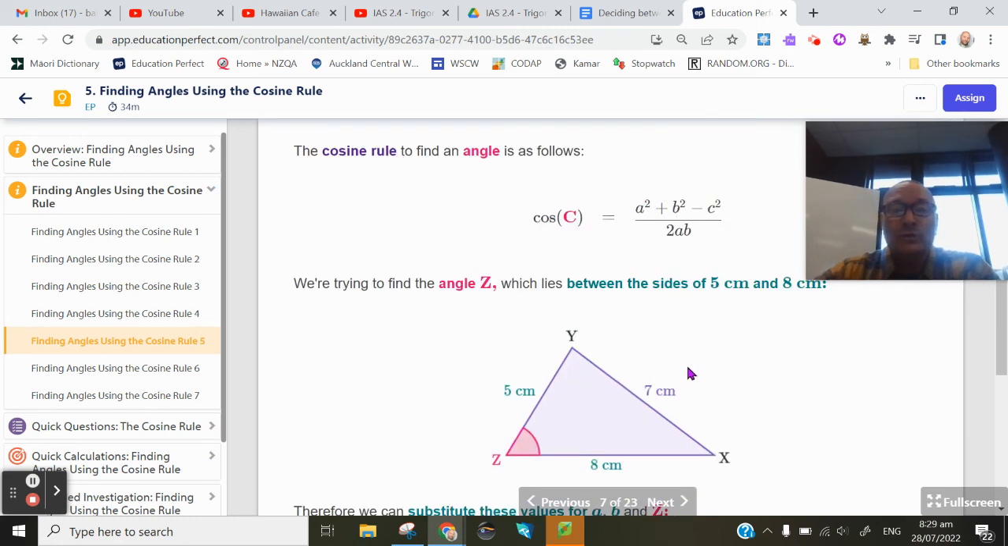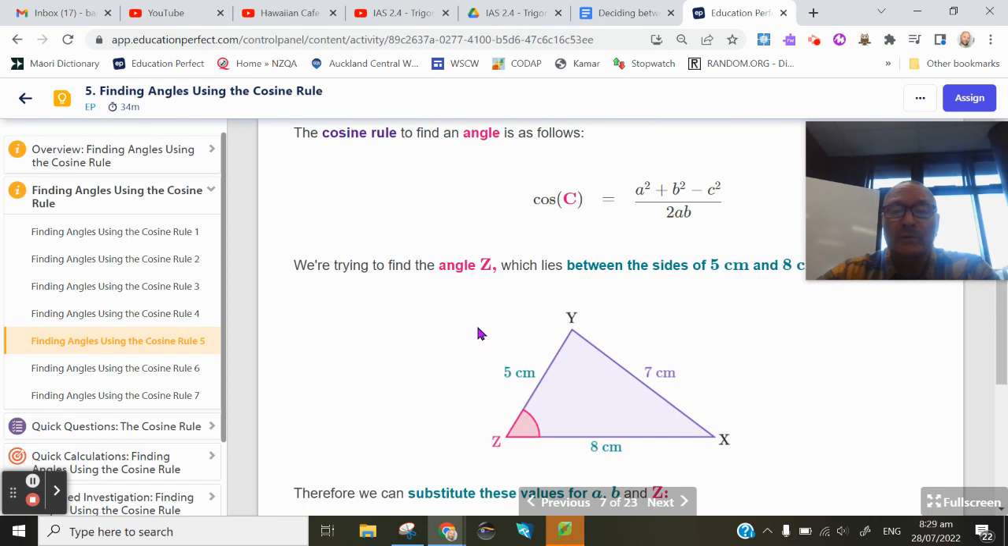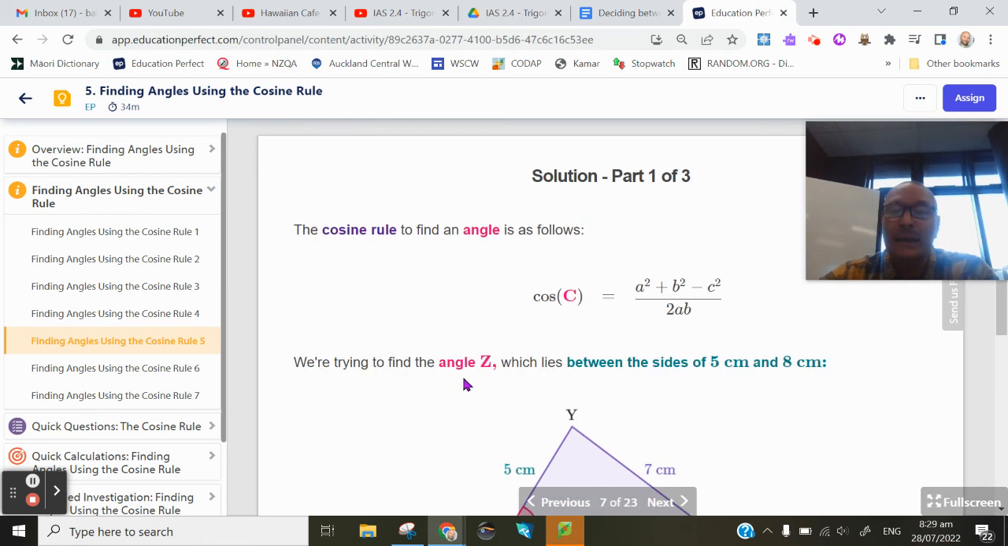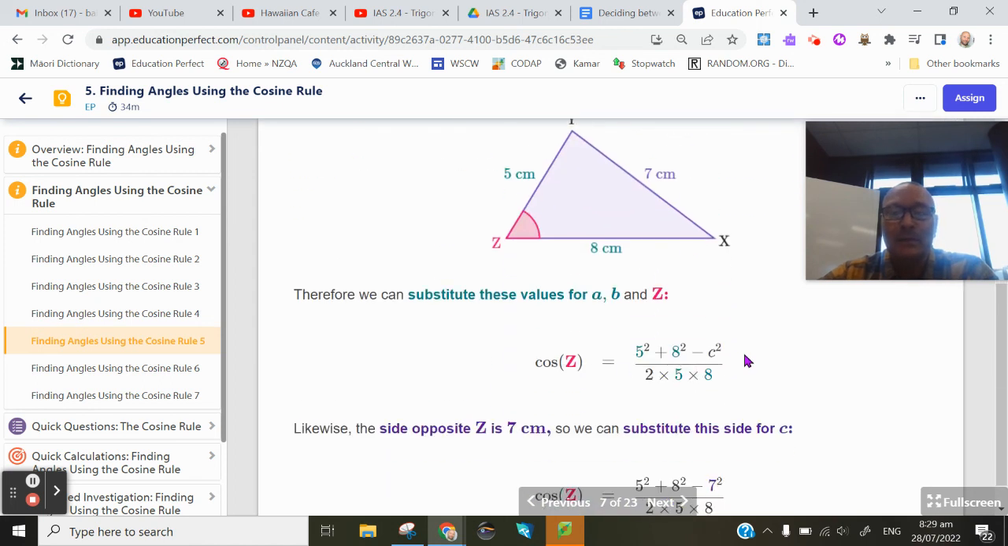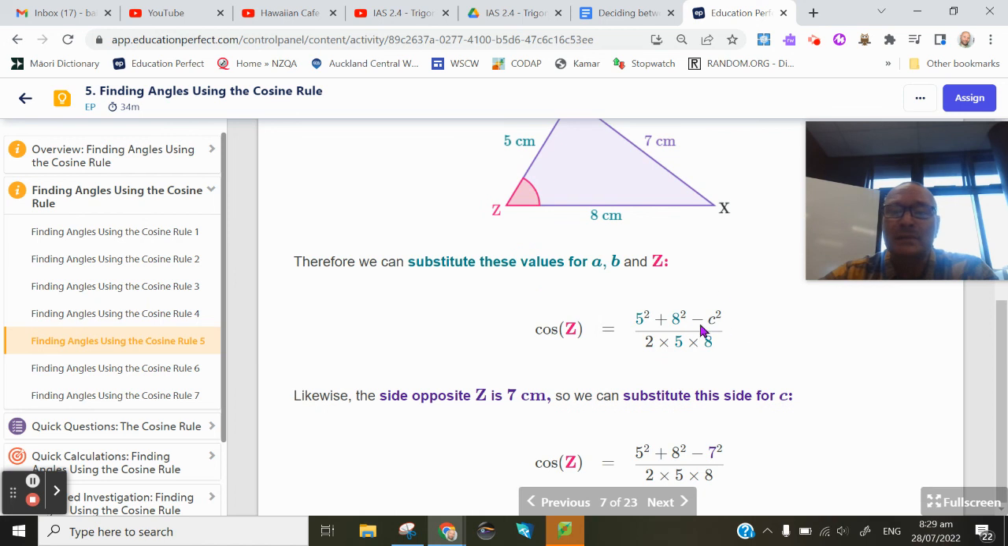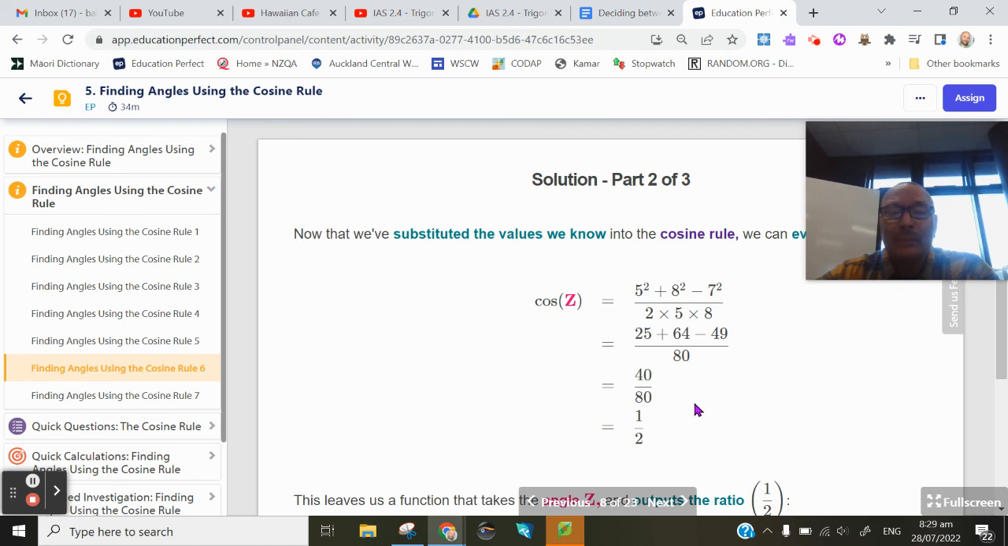Substituting the lengths into our cosine rule, we know the 5 and the 8 are the A and the B, and the 7 is the C, and then 2 times A times B. So we're trying to find angle Z, which lies between the 5 and the 8. Substituting those in, again, remember the C squared is the one opposite the one we're looking for. So the minus C squared is the minus 7 squared. We put that into our calculator, and we come out with 1/2. So the cosine of Z is 1/2. The answer isn't 1/2, but the cosine of Z is 1/2.